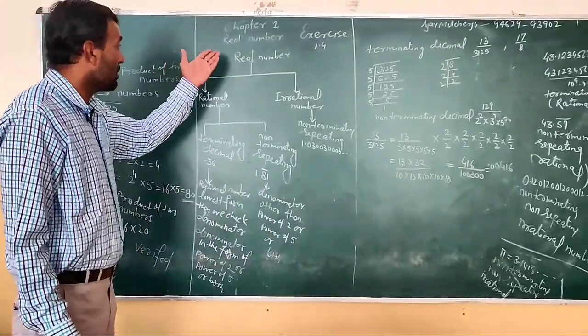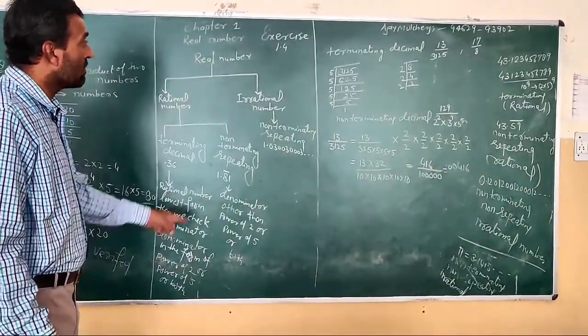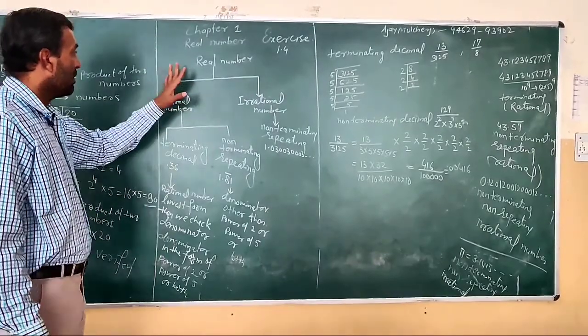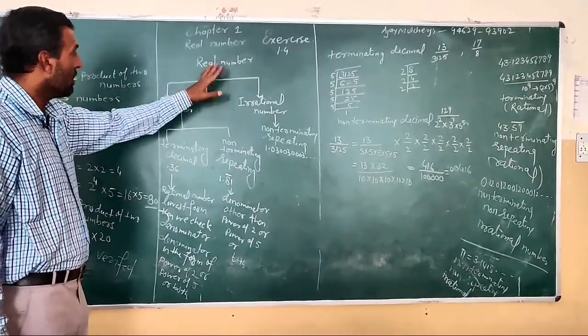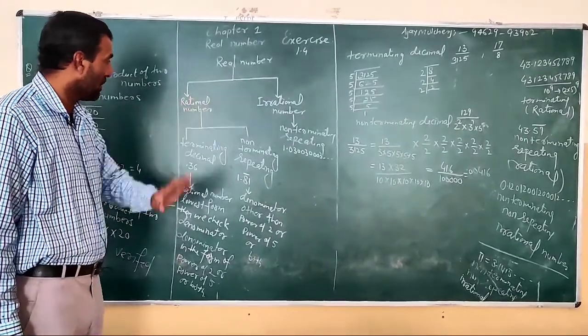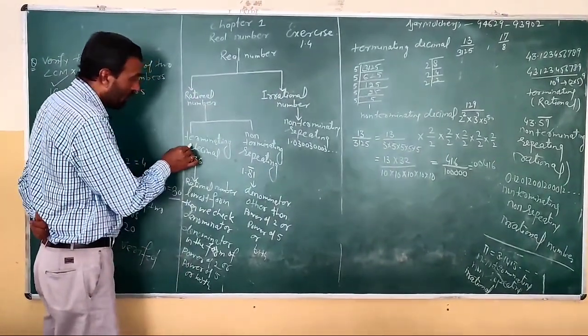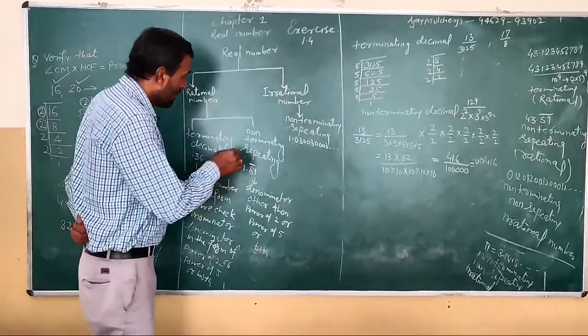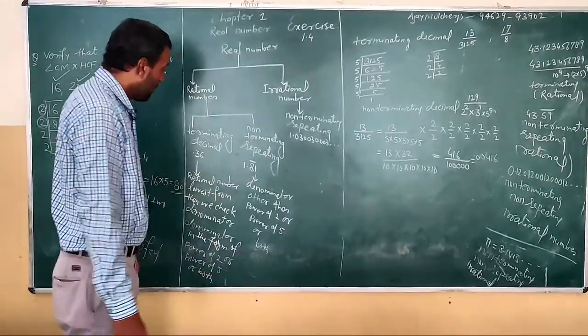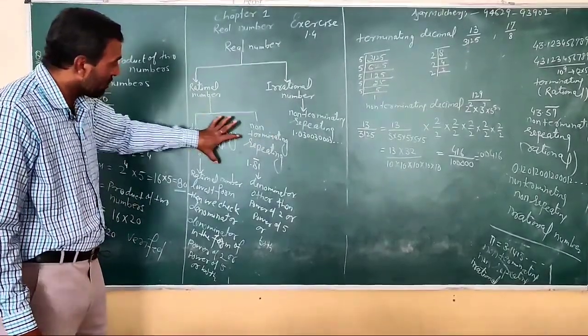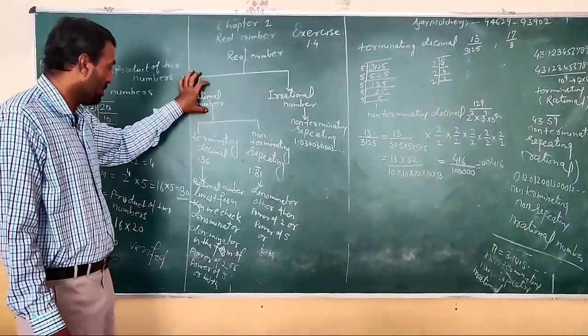Now for chapter 1, Real Numbers, exercise 1.4, this is the last exercise of the chapter. Real numbers means rational and irrational. A rational number is also divided into two parts: one is the terminating decimal and the second is the non-terminating repeating. These two together are called rational numbers.